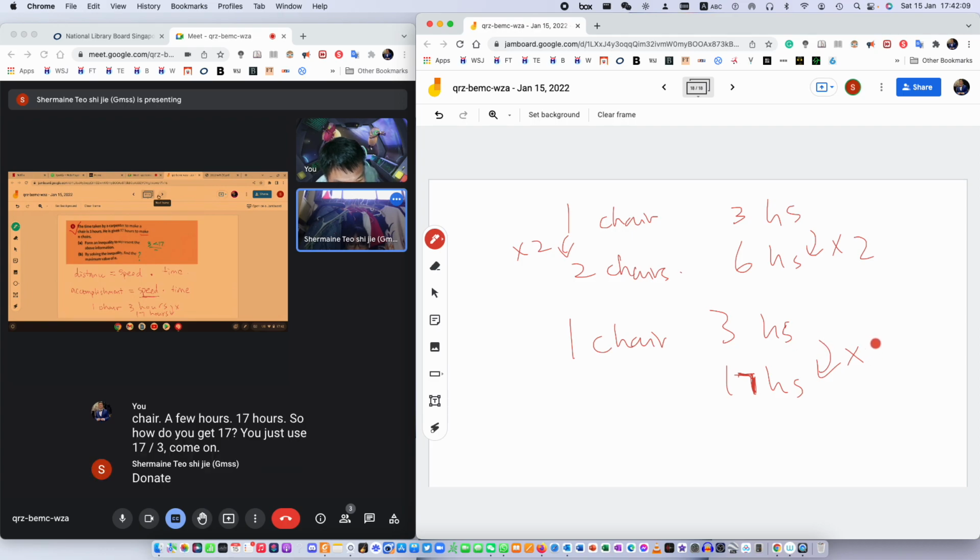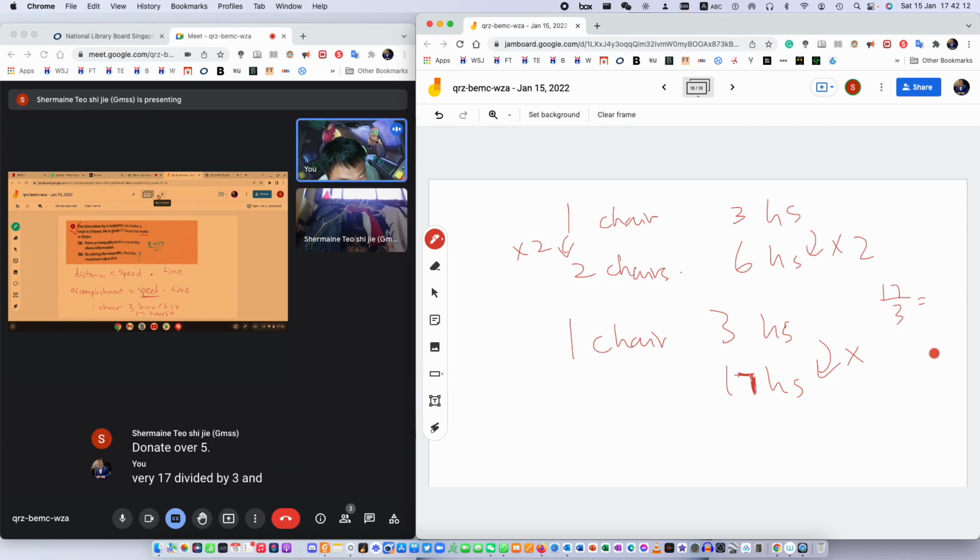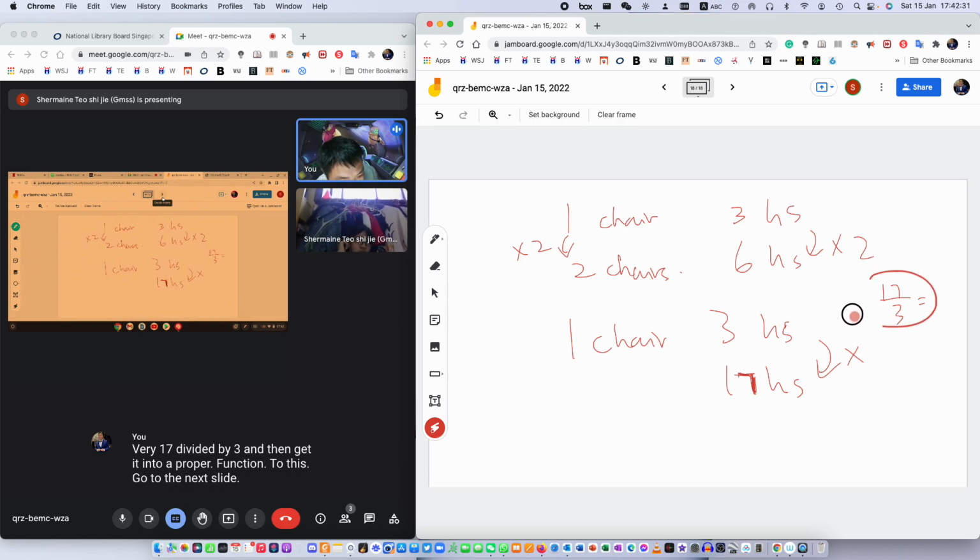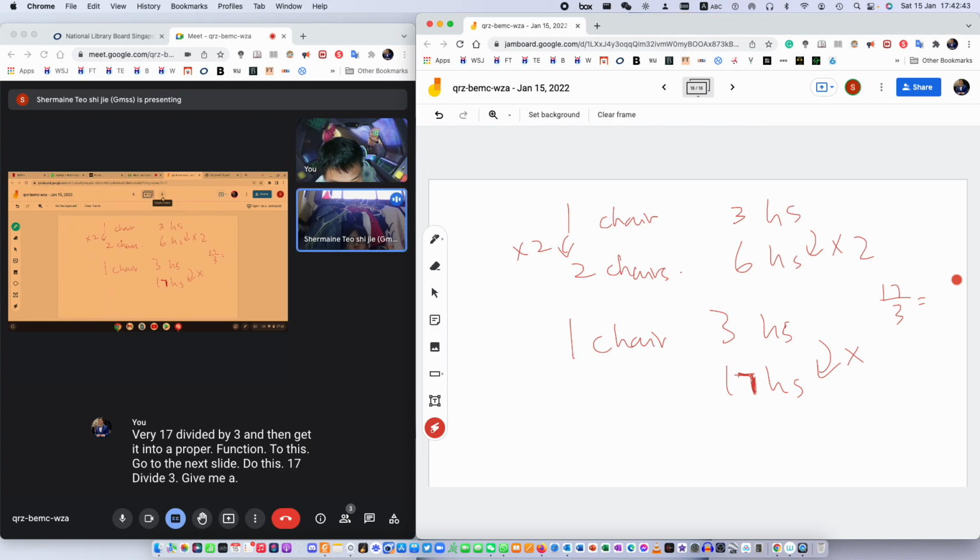Wait, 17 divided by 3. And then get it into a proper fraction. Go to the next slide. Do this, 17 divided by 3. Use your calculator, 17 over 3. Get it into a proper fraction, a mixed number. How can it be 28? Where is the 28? There is no 28 here.